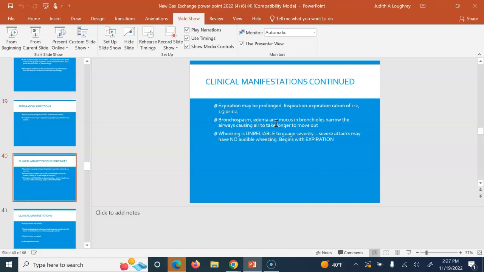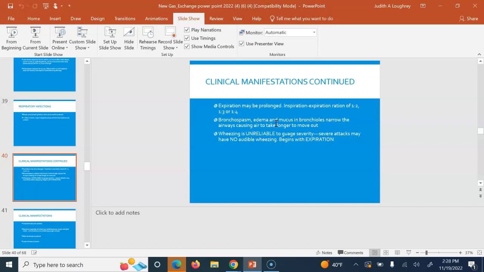Clinical manifestations continued. Expirations may be prolonged, with an inspiration to expiration ratio of 1 to 2, 1 to 3, or 1 to 4. So there's a bronchospasm again. We're getting a spasm there. We're getting edema. We're getting increased mucus in the bronchioles, so they get narrow and they're getting blocked, and it causes air to take longer to move out. So we have what's called air trapping.